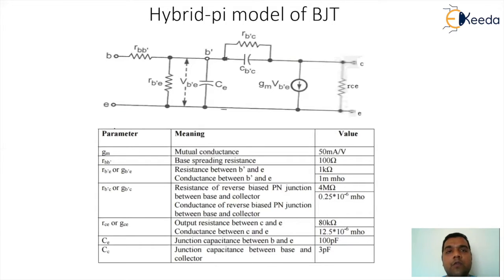And that's the reason you will find the hybrid pi model is having a better representation of the transistor in terms of resistances and capacitances along with the current source. So now here we are having rbb', rb'e, Cb'e, Cb'c, rb'c, gm Vb'e, and rce. So what does this entire thing try to signify?